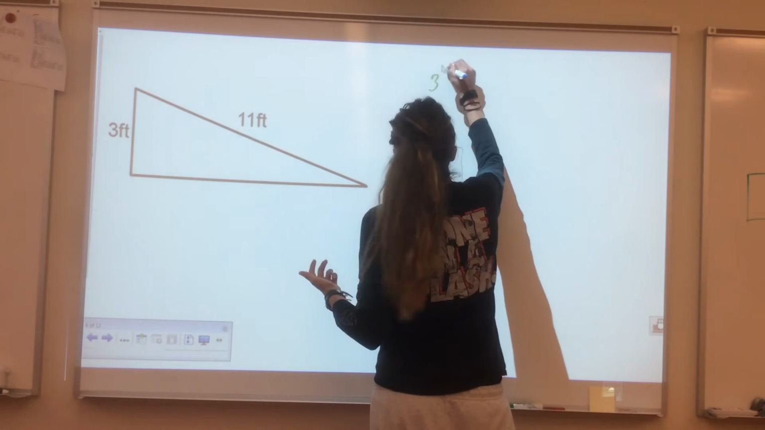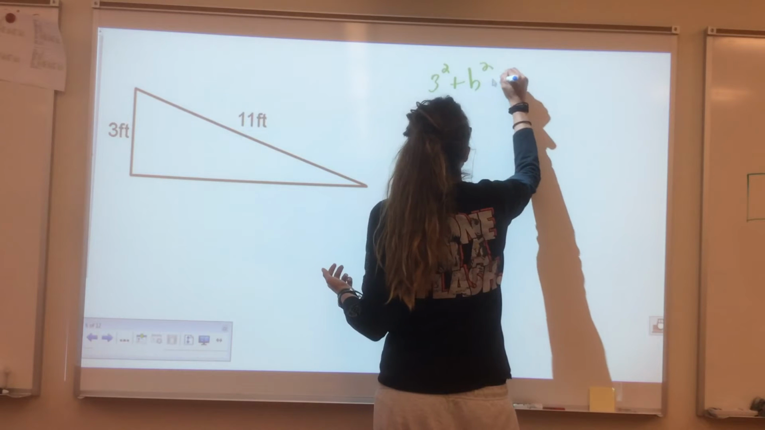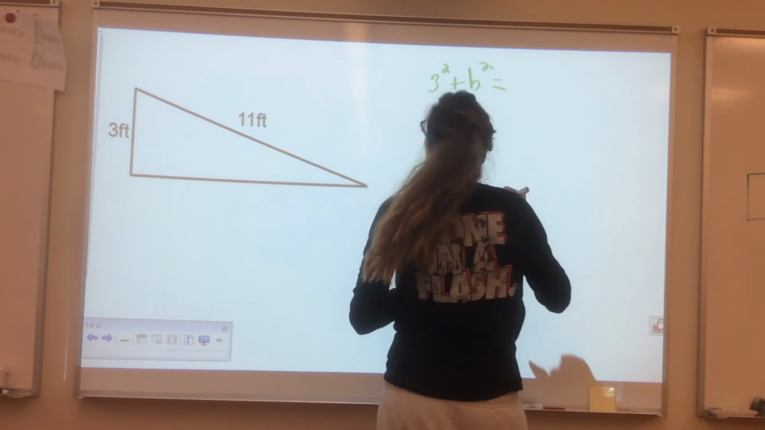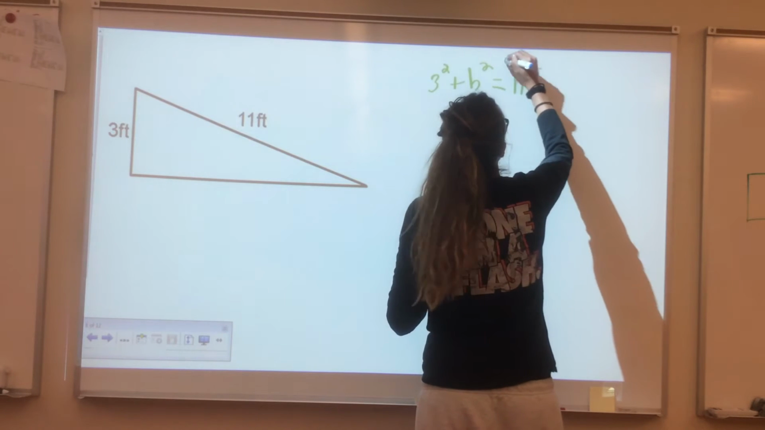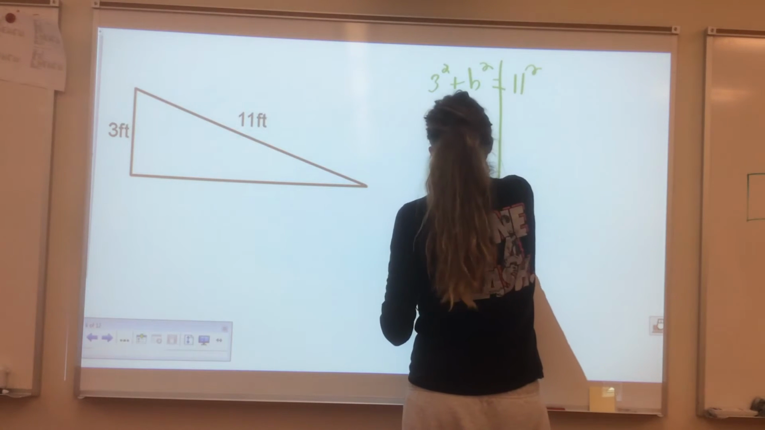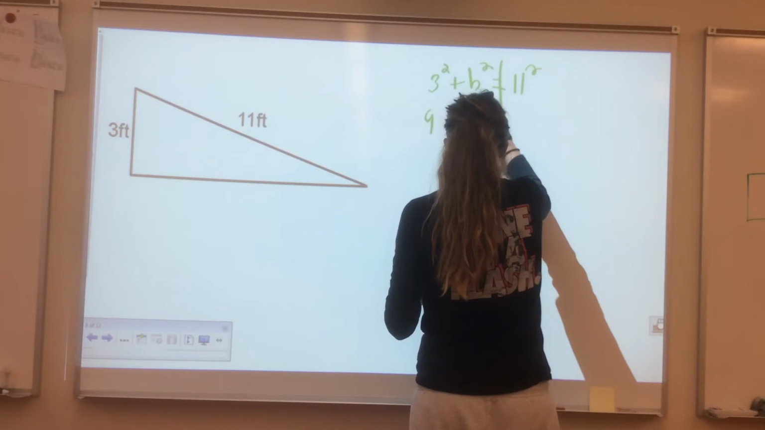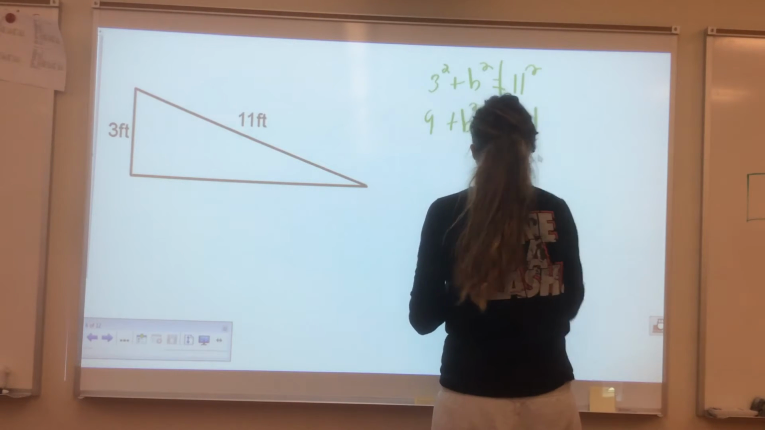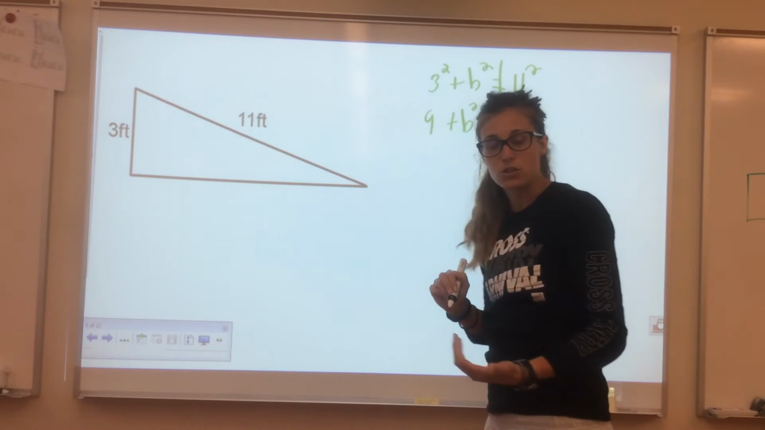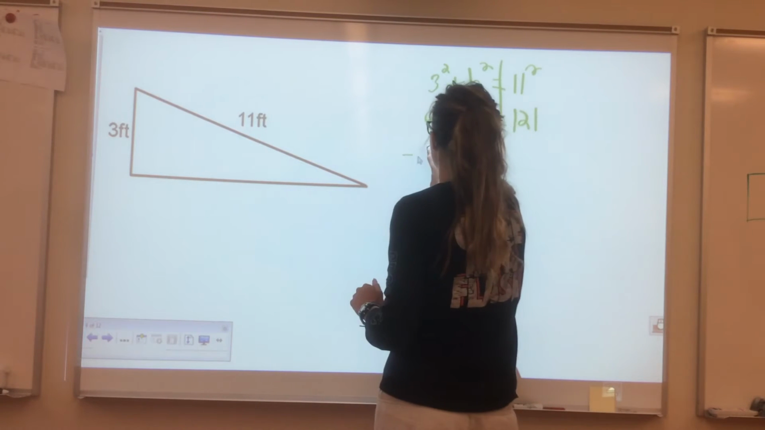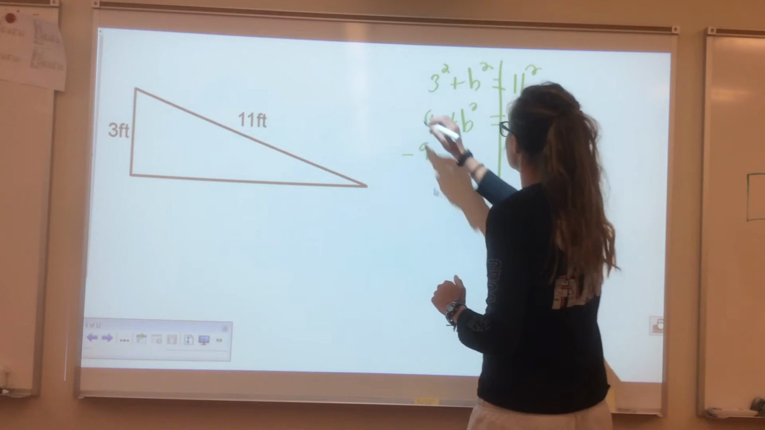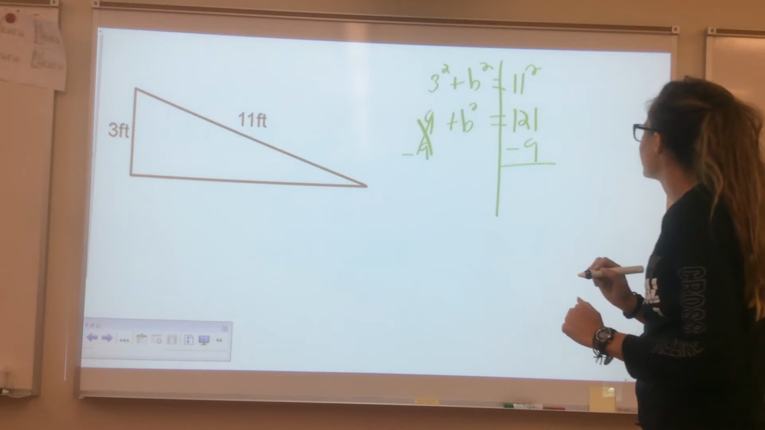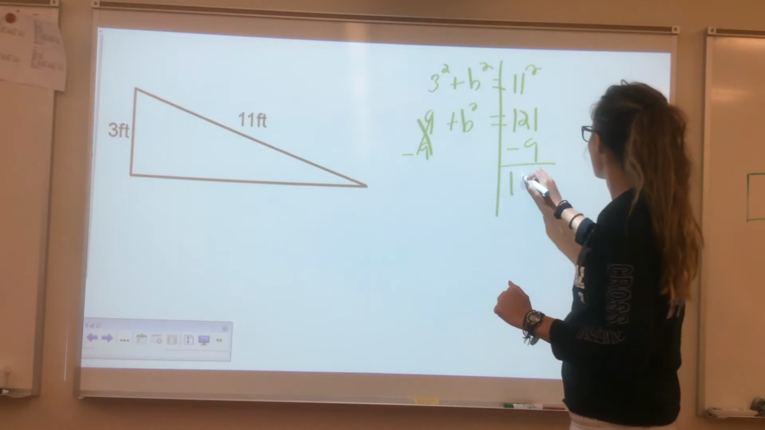So 3 squared plus B squared, like I said, it could be A squared plus 3 squared, does not matter, equals 11 squared. 3 times 3 is 9, plus B squared equals 11 times 11, 121. Now we have basically a 2-step problem. We're going to subtract 9 from both sides. This cancels out. 121 minus 9 is 112.